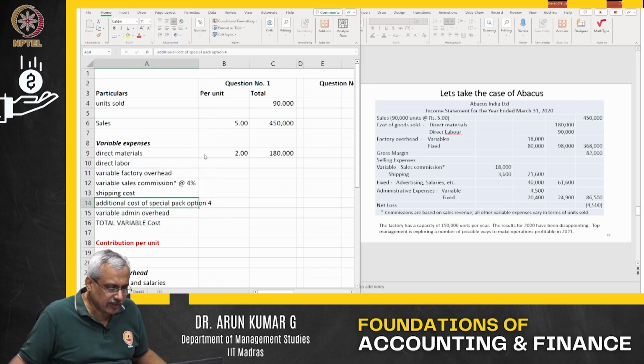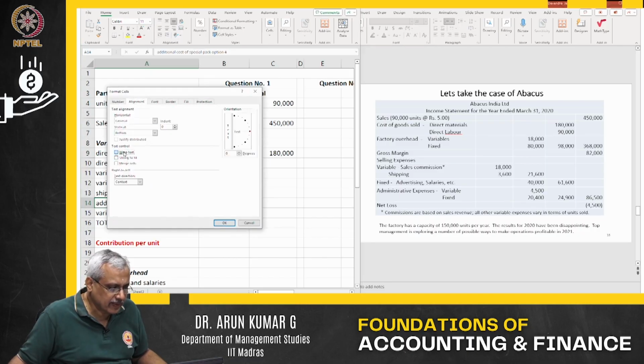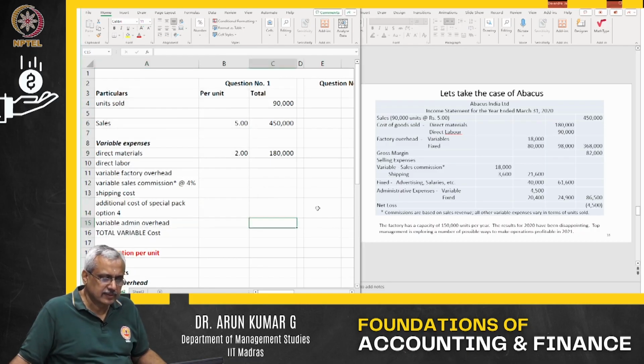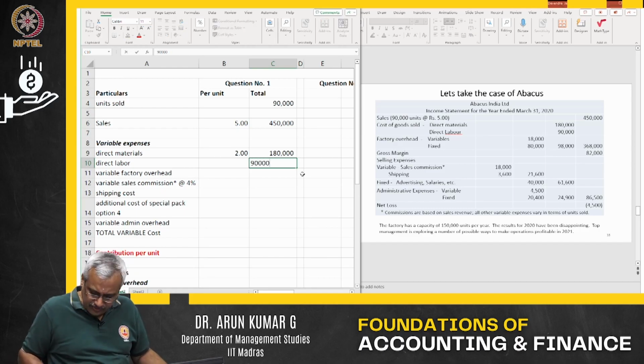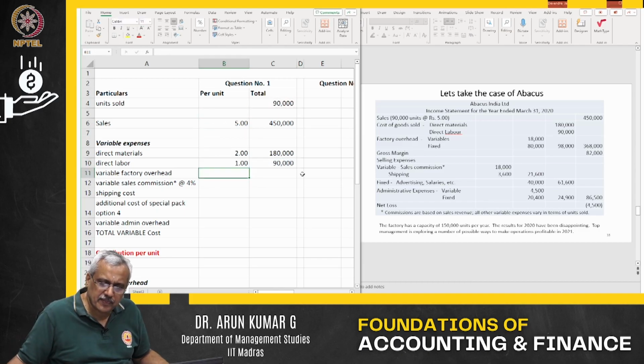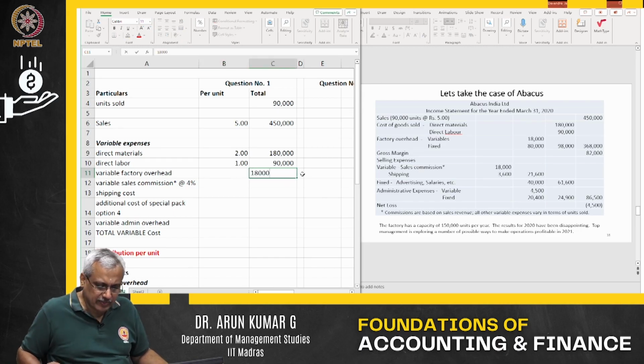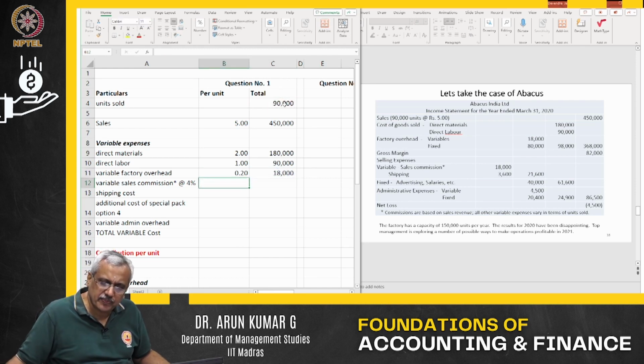I am just going to format the cell, one minute. Next I see direct labor. Direct labor is about 90,000. The same thing applies here, so that is about 1 rupee. Then variable factory overhead that we see is about 18,000 rupees in this particular case. Again the same thing, it is about 18,000 rupees and that is about 0.20 per unit.